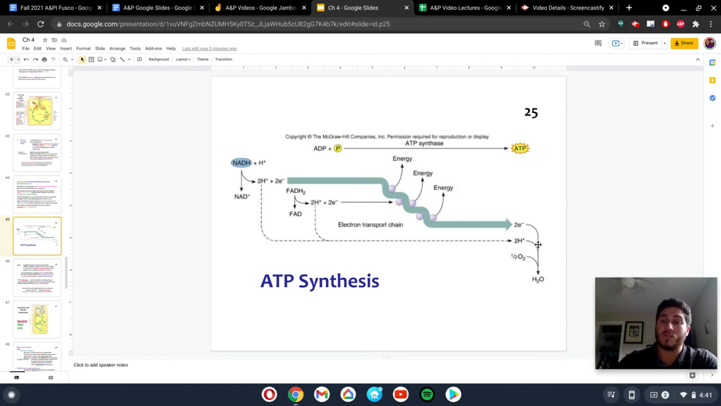So again, this is a brief overview. If you want to see this in more detail, you can look at the slides, read the book, and check out videos online with better animations to fully understand what's going on in this process. If you have any questions, please let me know.